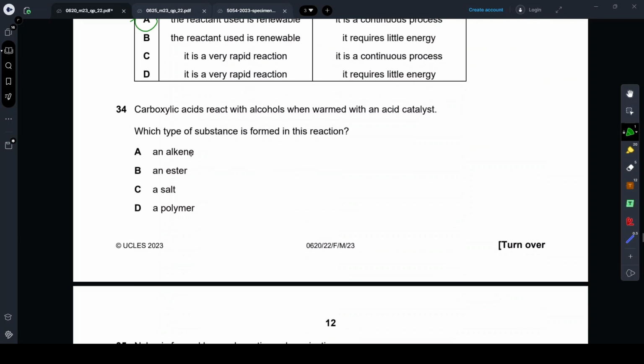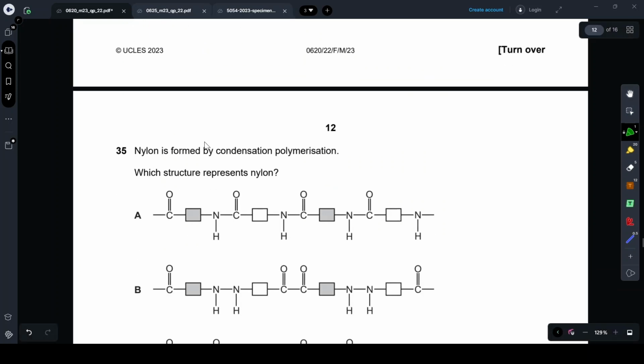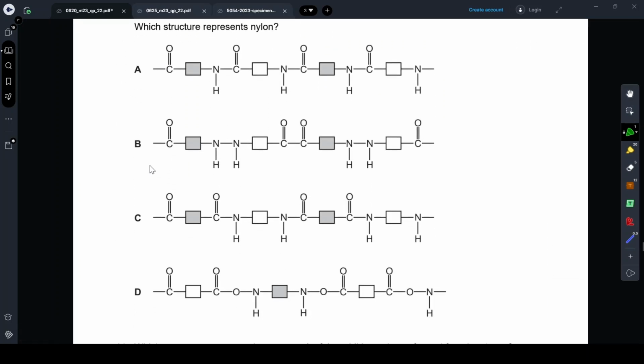All right. Carboxylic acids react with alcohols when warmed with an acid catalyst. That's the formation of esters. What type of substance is formed? I just gave you the answer. B. B. Yeah. Oh, look.